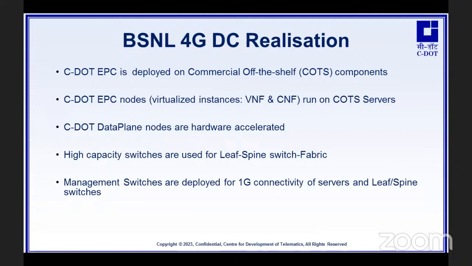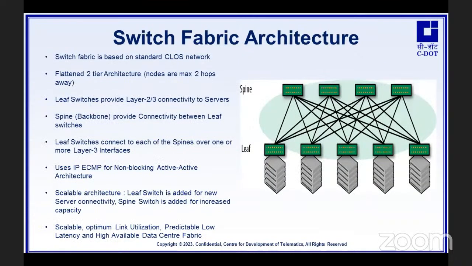Leaf and spine switch is basically an architecture which follows the CLOS architecture, which is deployed in various data centers. We'll come to that in the next slides. So this is the switch fabric architecture. This is a CLOS architecture. It's a multi-stage non-blocking architecture which is followed in various data centers. It has various advantages that we will see.